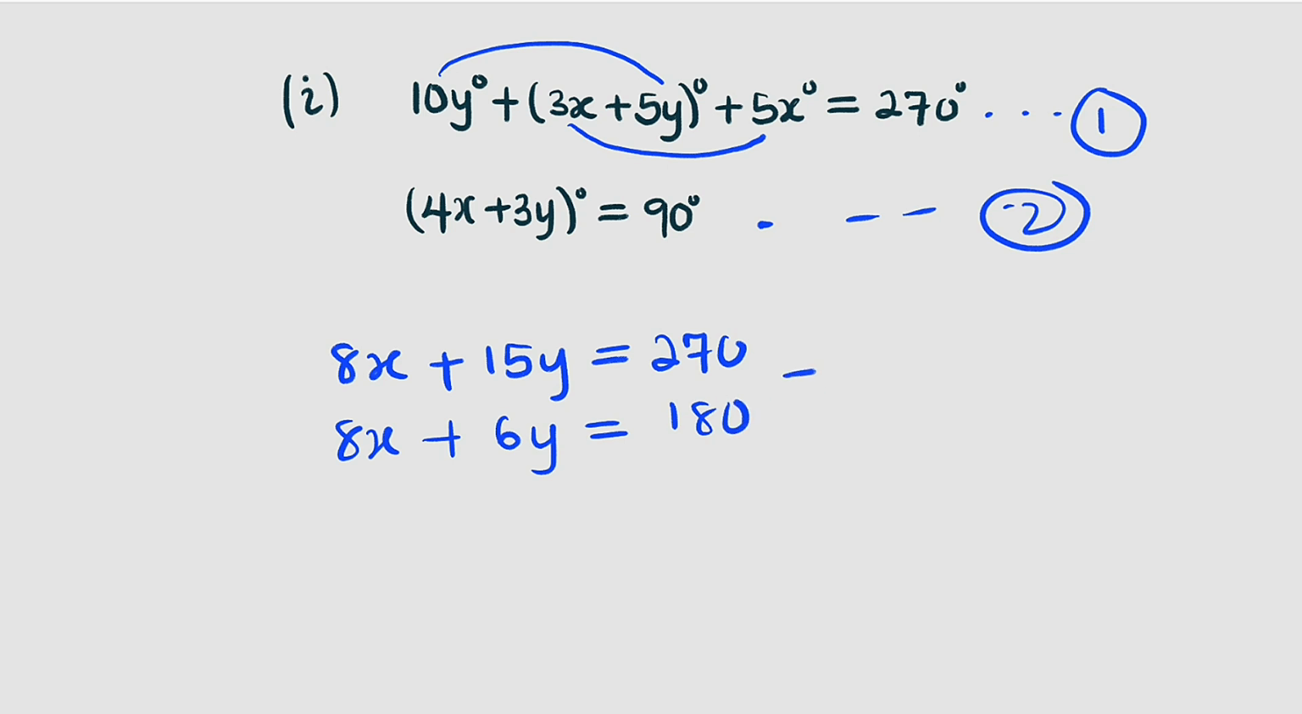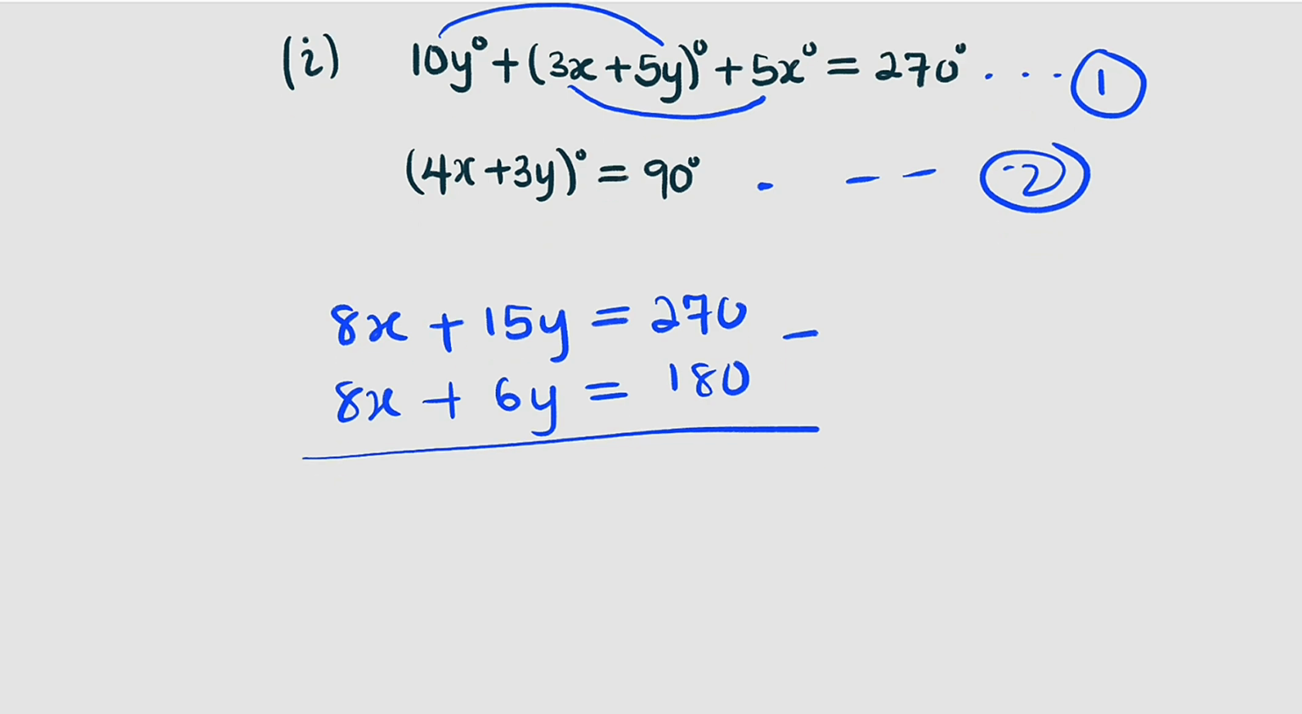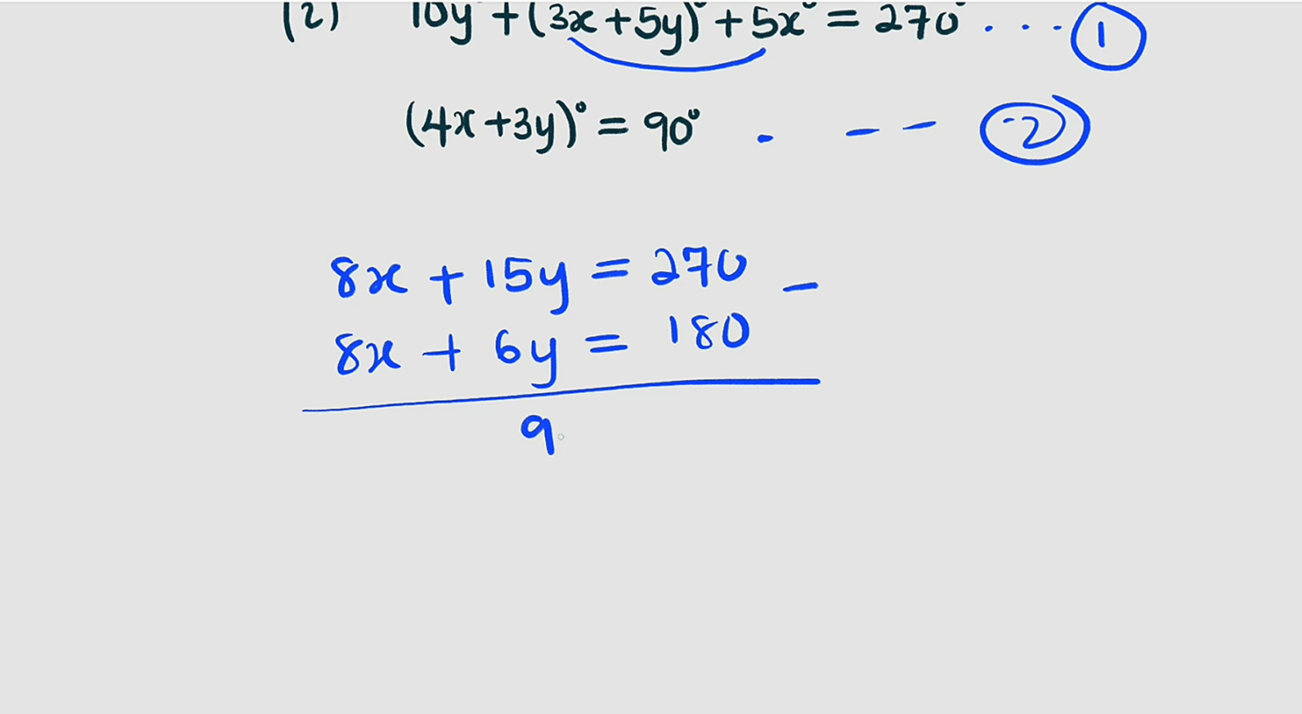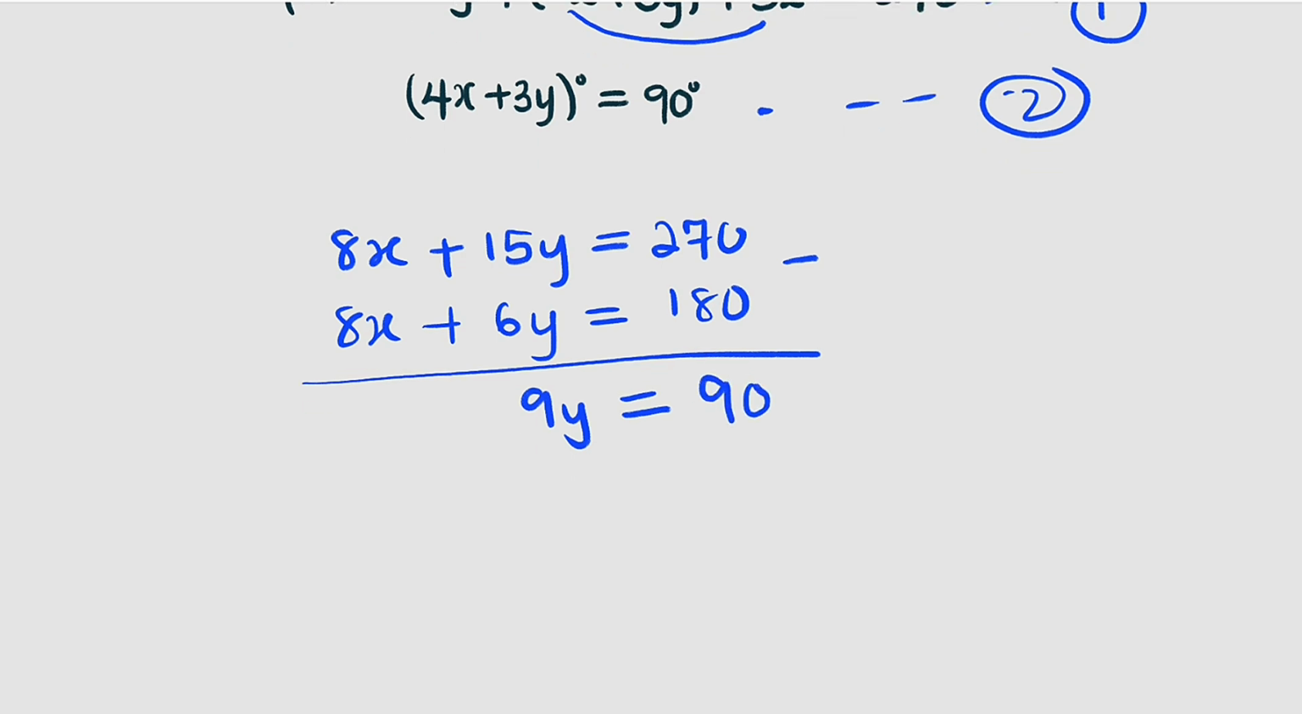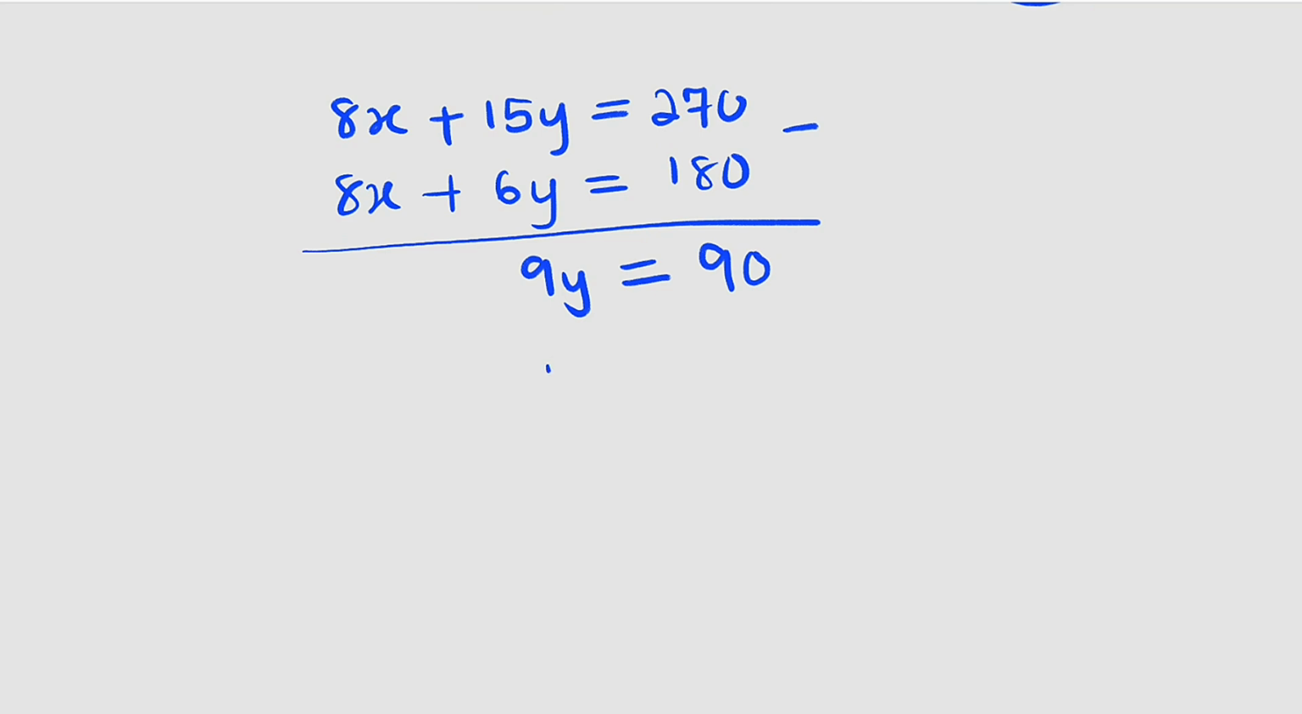From here we can subtract equation 2 from equation 1. On the left-hand side, the 8x cancels. What do we have left? 15y minus 6y is equal to 9y. So we have 9y, and this is equal to 270 minus 180, which is 90. Divide both sides by 9. y will definitely be equal to 10. So we have obtained the value of y to be equal to 10.